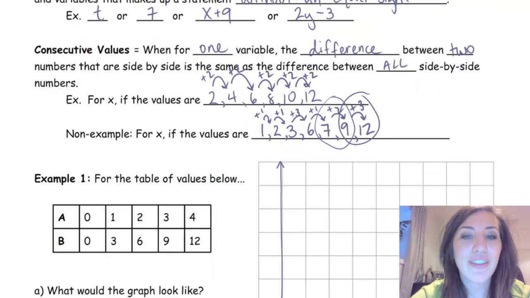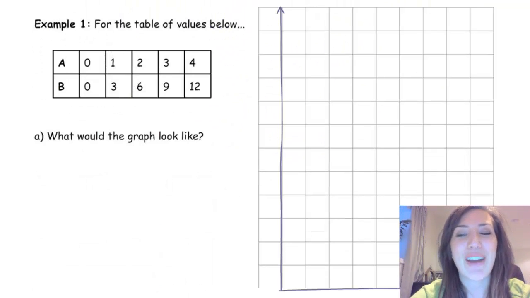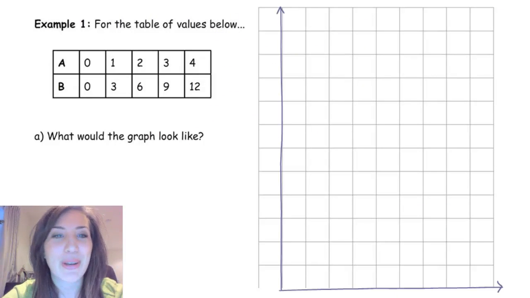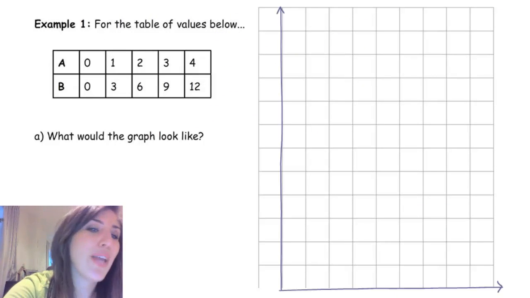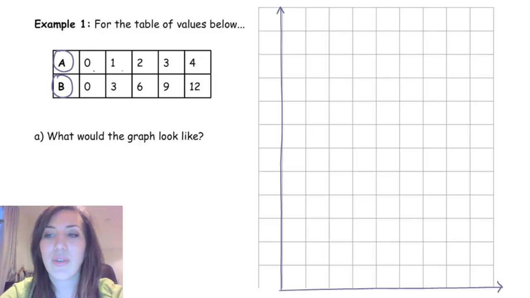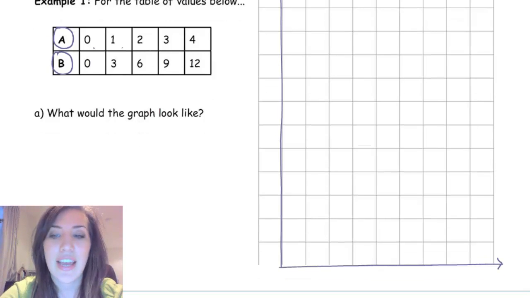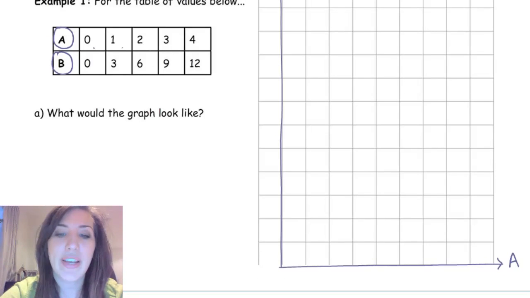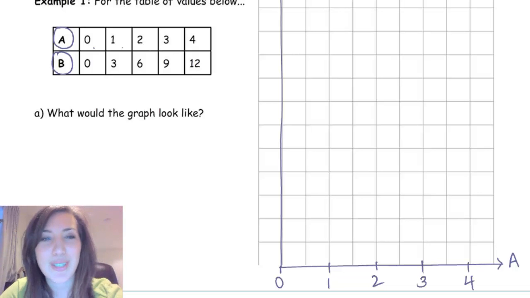Let's look at an example here. The first example of the day, I've already drawn in on my graph my straight lines because I find that hard on the computer here. For this table of values, we have the variable A and we have the variable B. And for A, we see that numbers go from 0, 1, 2, 3, 4. So let's graph the x-axis here as A, and we have to go up 1, 2, 3, 4. So if this is 0, we could do maybe every other box, 1, 2, 3, 4. Every other box will count as 1.